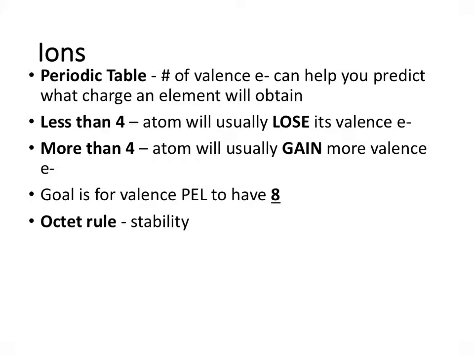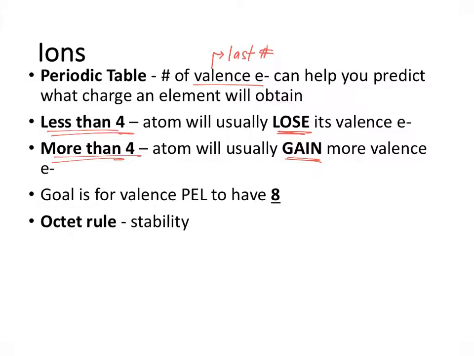When you look at the periodic table, you can predict the charge of the ion that an element is likely to form by looking at its number of valence electrons. And again, the valence electron count is the last number of the electron configuration. Typically, if an element has fewer than 4 valence electrons, it tends to lose them. And if it has more than 4 valence electrons, it tends to gain more.